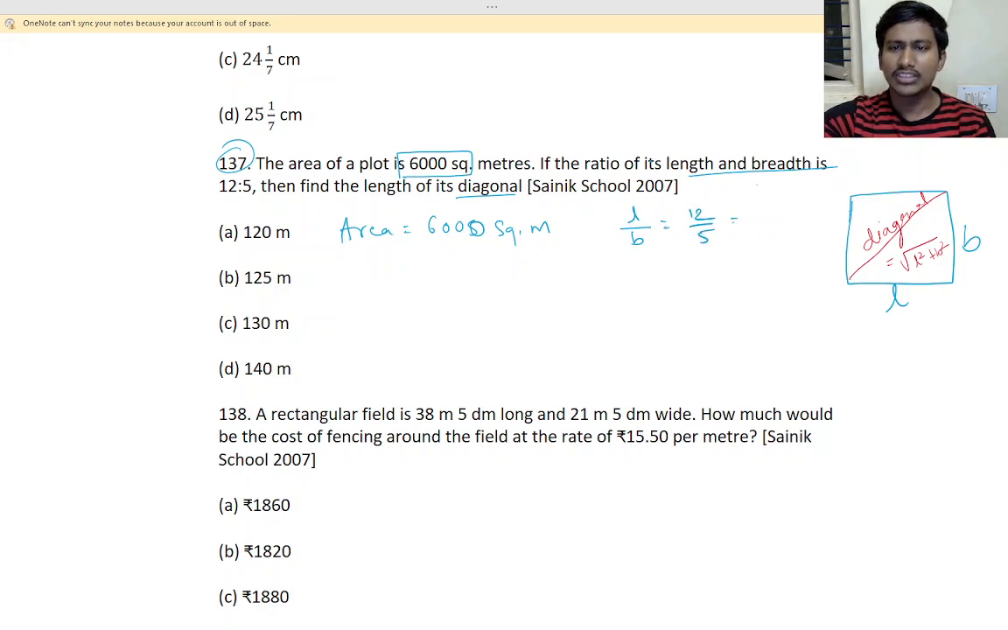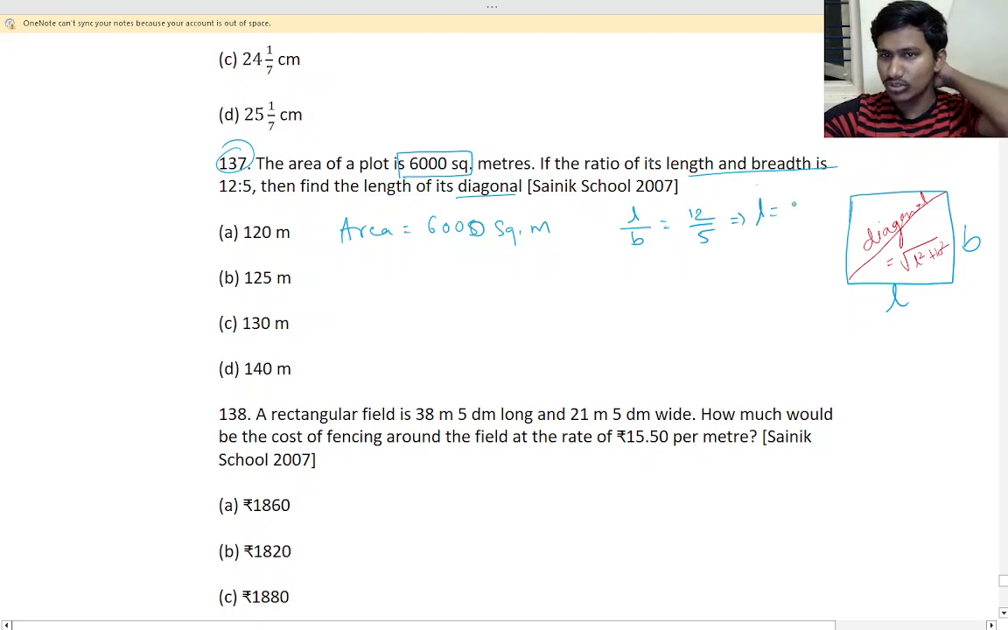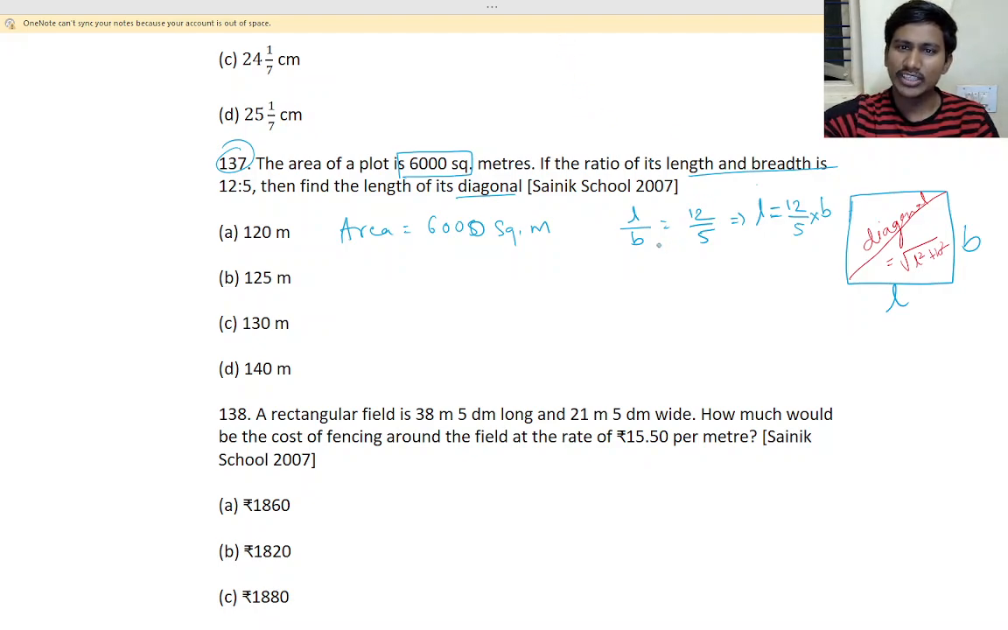So after that, length is equal to how much? 12 by 5 into breadth, because we have taken this breadth to that side. So now we know the area we find by length into breadth. That is how much? 6000.